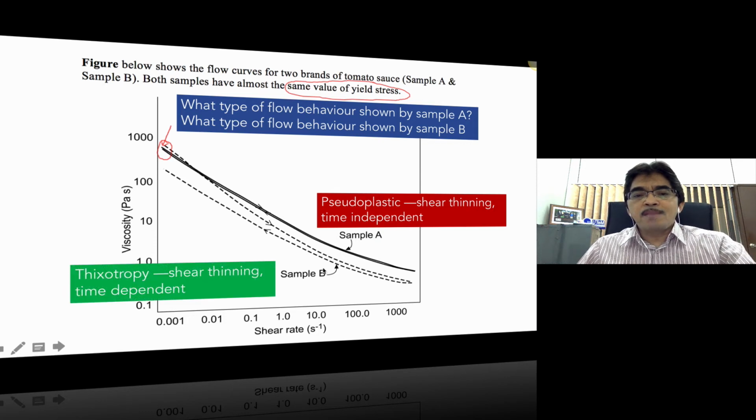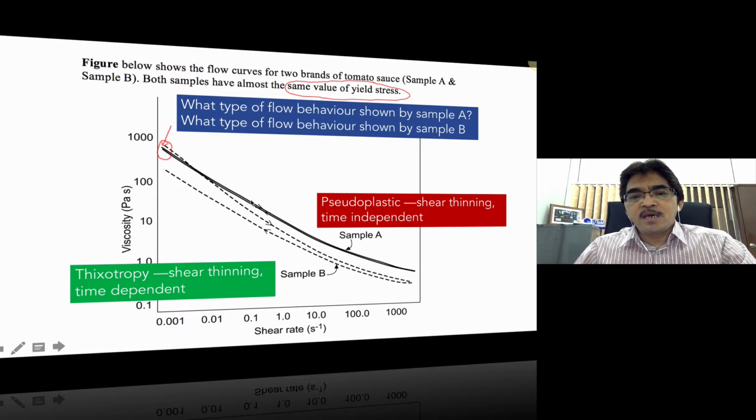Whereas sample B, I'm sorry about that, that was a notification. Sample B is a thixotropy. Both samples are shear thinning. Pseudoplastic and thixotropy are both shear thinning, because when we increase the shear rate, the viscosity will decrease. But the difference is that once we remove the shear stress, the recovery of the viscosity will take time. Hence it is time dependent.